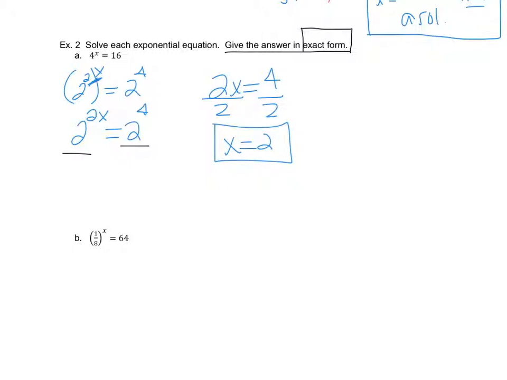So that's where it's pretty simple. If you can make your bases become the same thing on the left-hand side and on the right-hand side, then you just set the exponents equal to each other and solve.